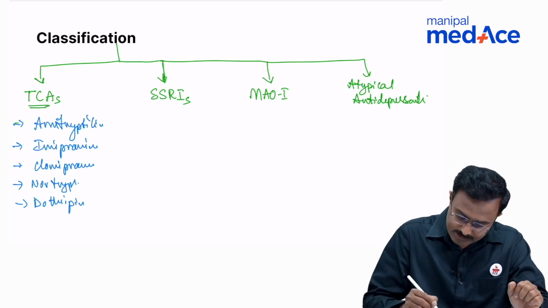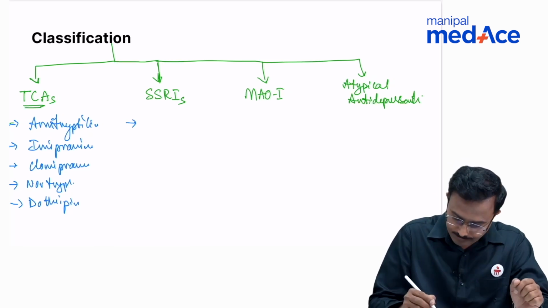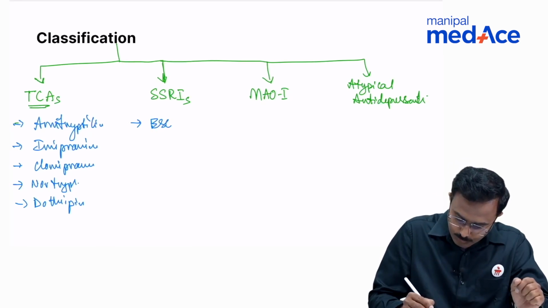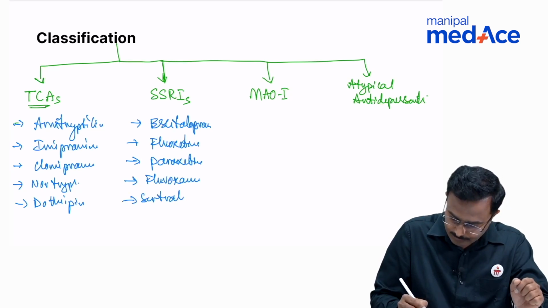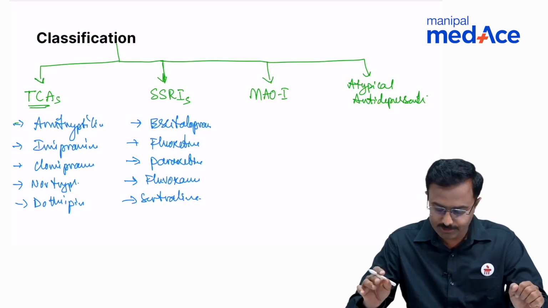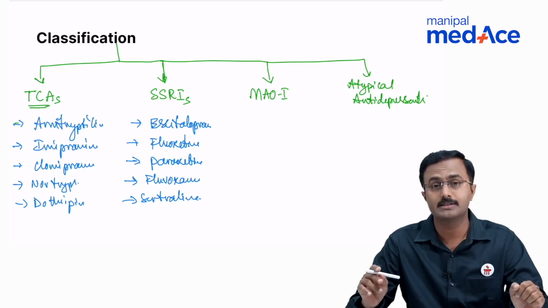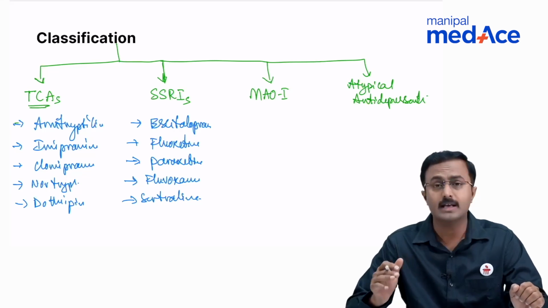Coming to SSRIs, this is a commonly asked group of medications. That's the reason why you need to remember each of these drugs. Escitalopram, you have fluoxetine, you have paroxetine, fluvoxamine, sertraline. So other than escitalopram which ends with pram, it is oxetine or voxamine, sertraline. So these are the cues that you need to remember with regard to SSRIs.